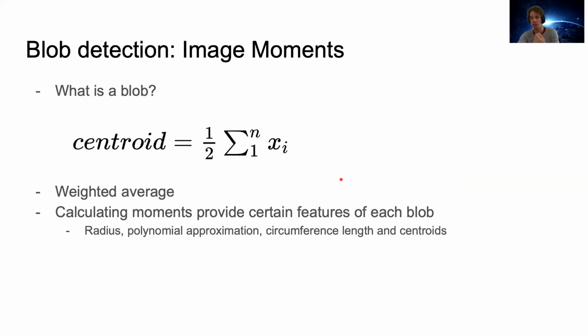what's called the moment. So if we have a region and we have a central point, this is basically like if you have a circle, you have the circumference and you have the radius. Once you have those two bits of information, you can suddenly do a whole lot of interesting things. You can do polynomial approximation, you can find the circumference, like the length, you can find the radius, and you can also find the center of the object.